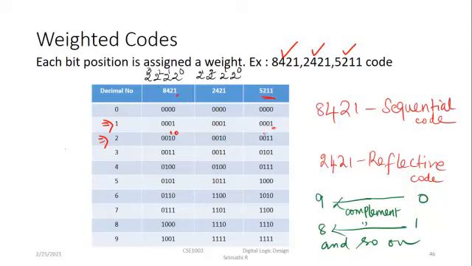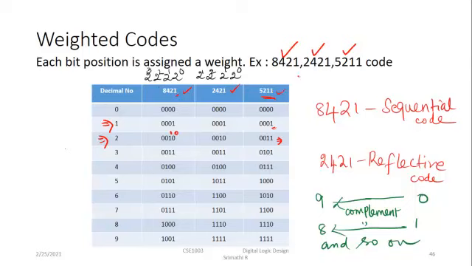Whereas for this one, we have to start only from the LSB. Keep in mind, we have 1 over here and 1 over here. Those two I will make 1 and 1. So if I add the binary number, the decimal equivalent is 2. So 0011. Likewise, we need to frame all the decimal numbers into the equivalent 8421, 2421 and 5211 code.